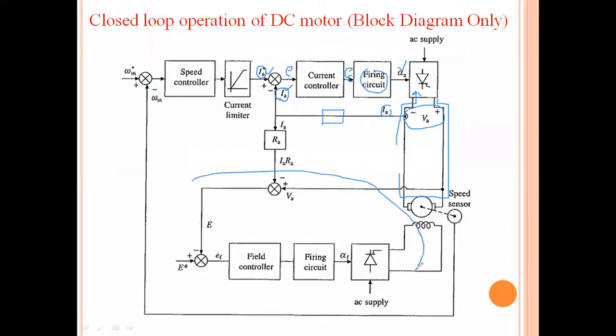See, this is the field weakening circuit here. This field weakening circuit is used to control the field of the motor. See, this is the field winding. So the field winding of the motor can be controlled with the field weakening circuit.